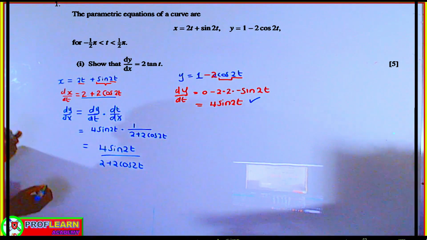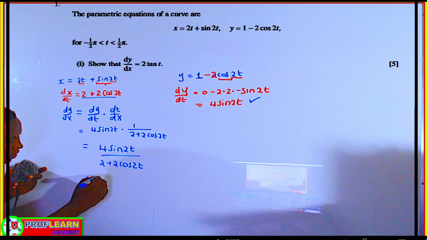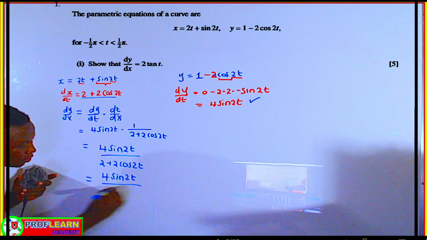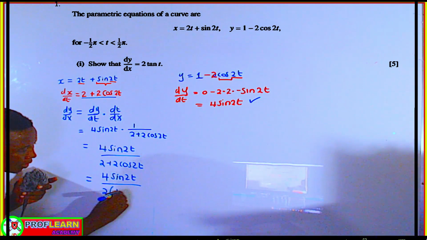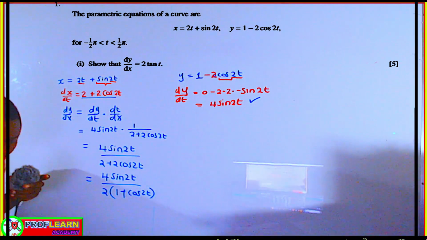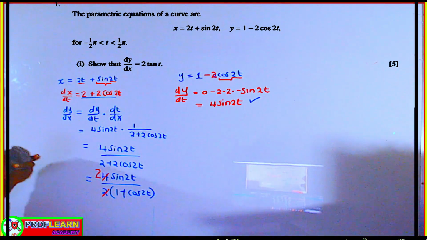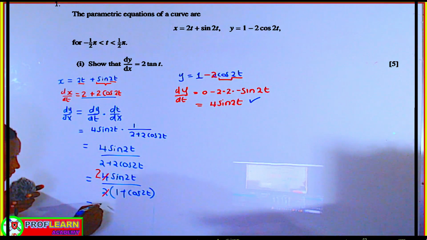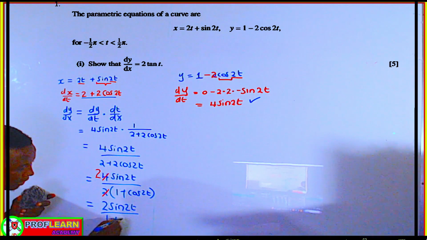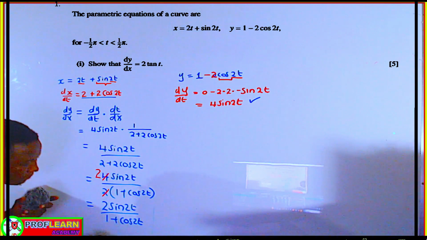At this given point, I can equally factor out 2 in the denominator, and then we shall have 4 sine 2t over 2 into bracket 1 plus cos 2t, and at this level I can cancel this and I will remain with 2 sine 2t divided by 1 plus cos 2t.